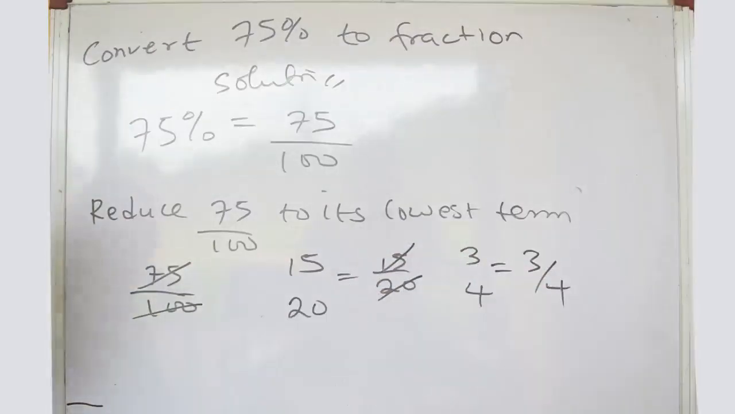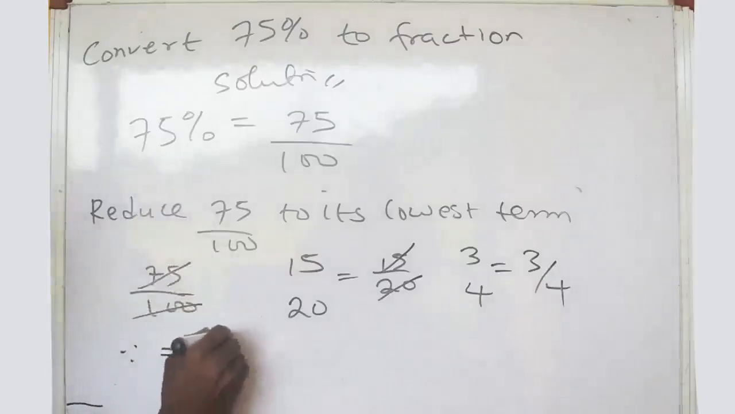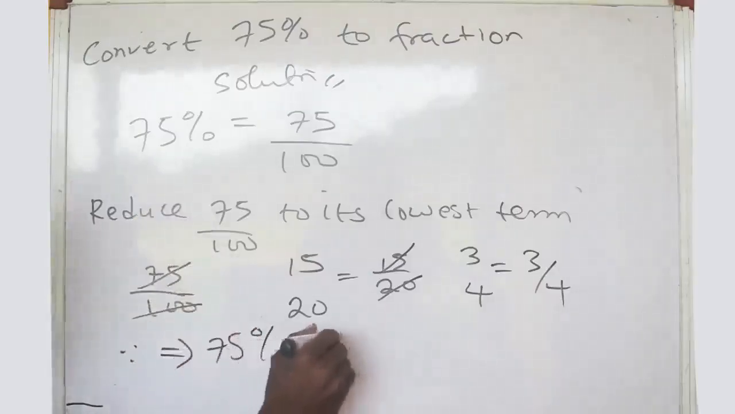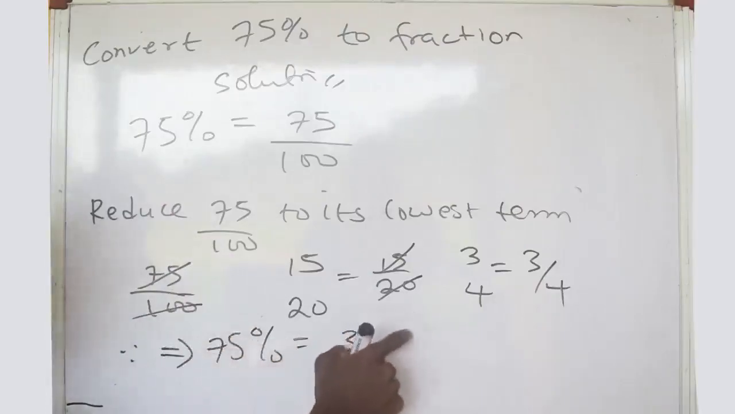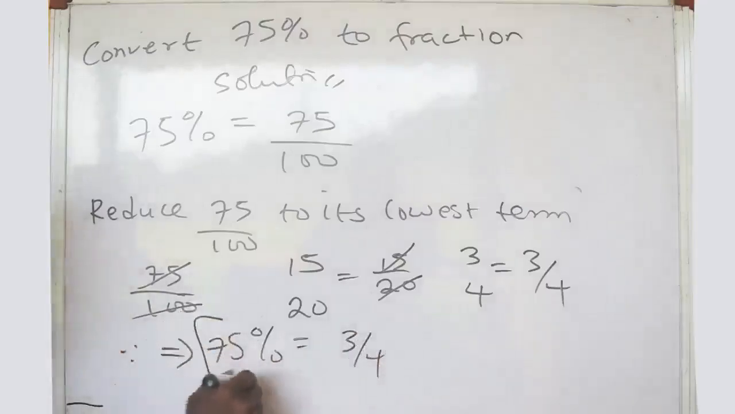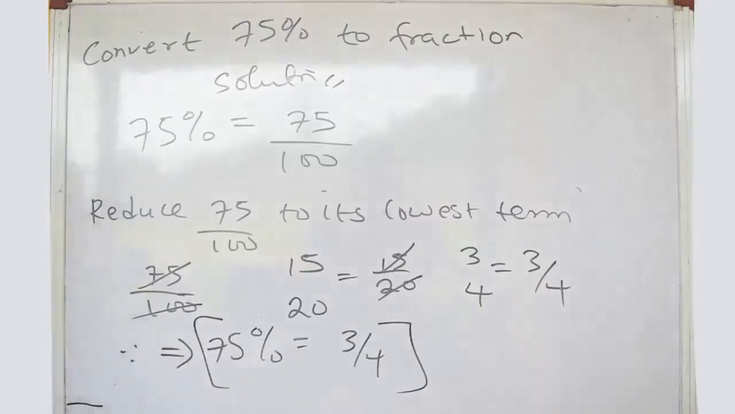You check, is there anything that can divide 3 and still divide 4? The answer is no. So therefore, it implies that 75% is the same thing as 3 over 4. So we have moved from percentage to fraction. In this one, 3 is the numerator, 4 is the denominator. So these two are brothers and sisters, but existing in different forms.